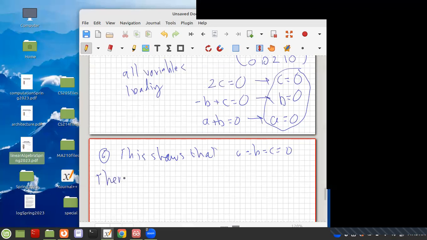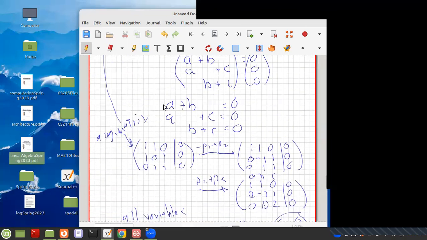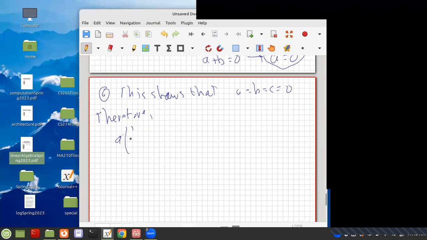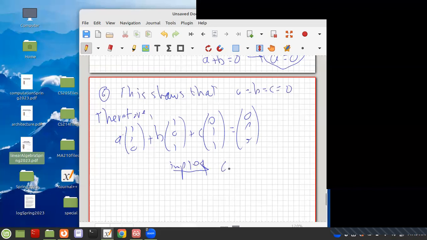Therefore, this form here, right? Therefore, A(1, 1, 0) plus B(1, 0, 1) plus C(0, 1, 1) equals (0, 0, 0) implies A equals B equals C equals 0. Because we supposed this is true, and we found that the only way this can be true is if A is 0, B is 0, and C is 0.